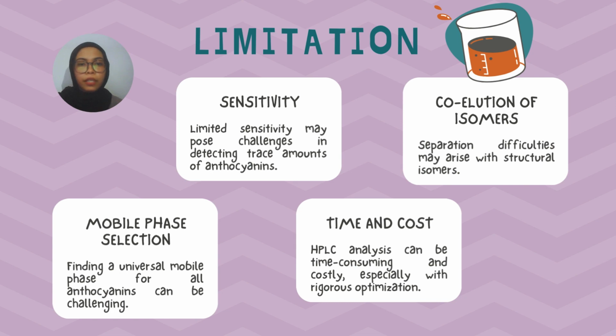Proceed with the limitations. Number six is sensitivity. Limited sensitivity may pose challenges in detecting trace amounts of anthocyanins. Number seven is co-elution of isomers. Separation difficulties may arise with structural isomers. Number eight is mobile phase selection. Finding a universal mobile phase for all anthocyanins can be challenging.